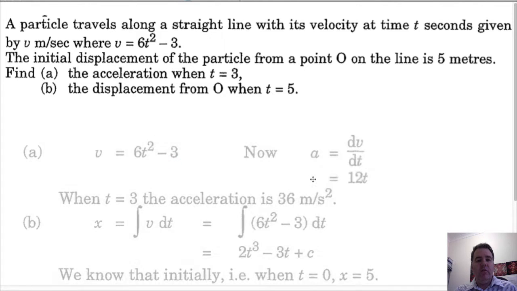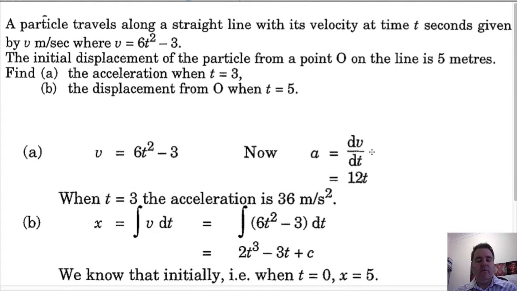Acceleration is the rate of change of velocity, so we do the derivative. The derivative of the velocity is 12t. When t equals 3, substitute down, we get 36 meters per second squared. Notice the units. Make sure that you're using the correct units here. That's important.